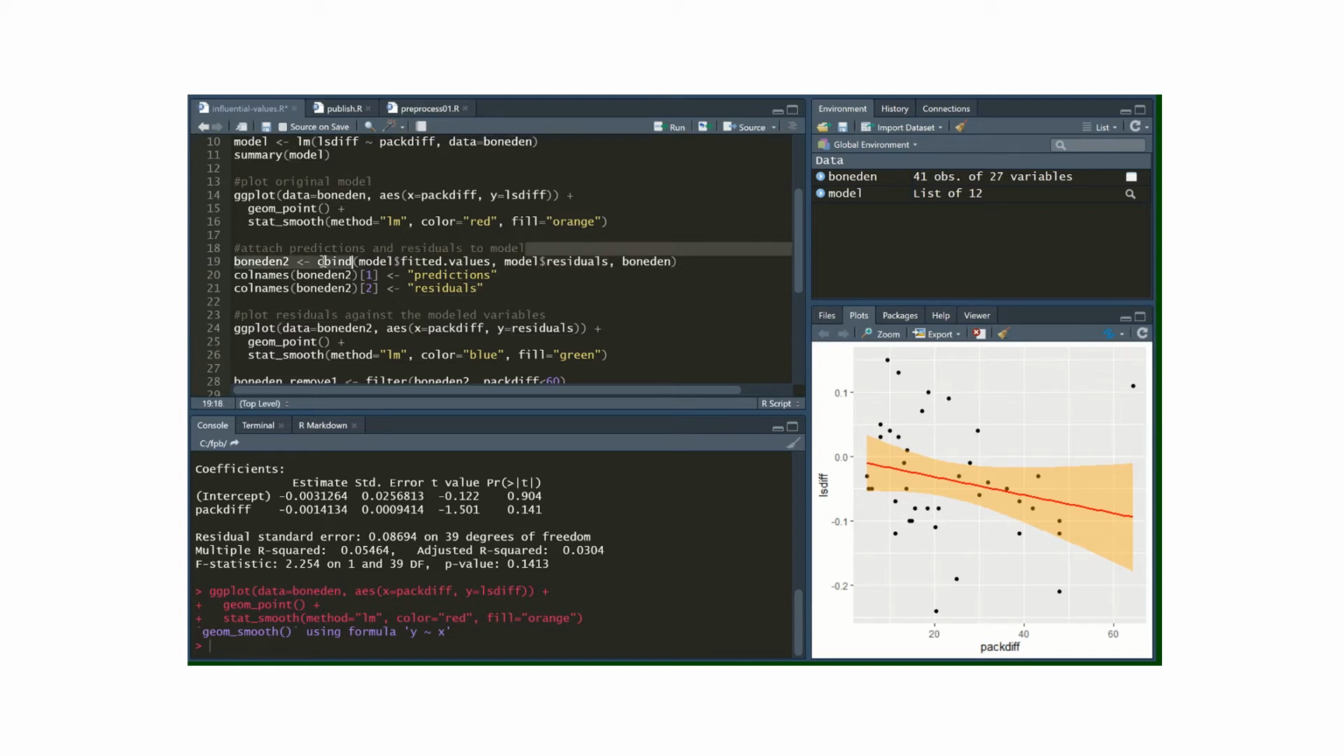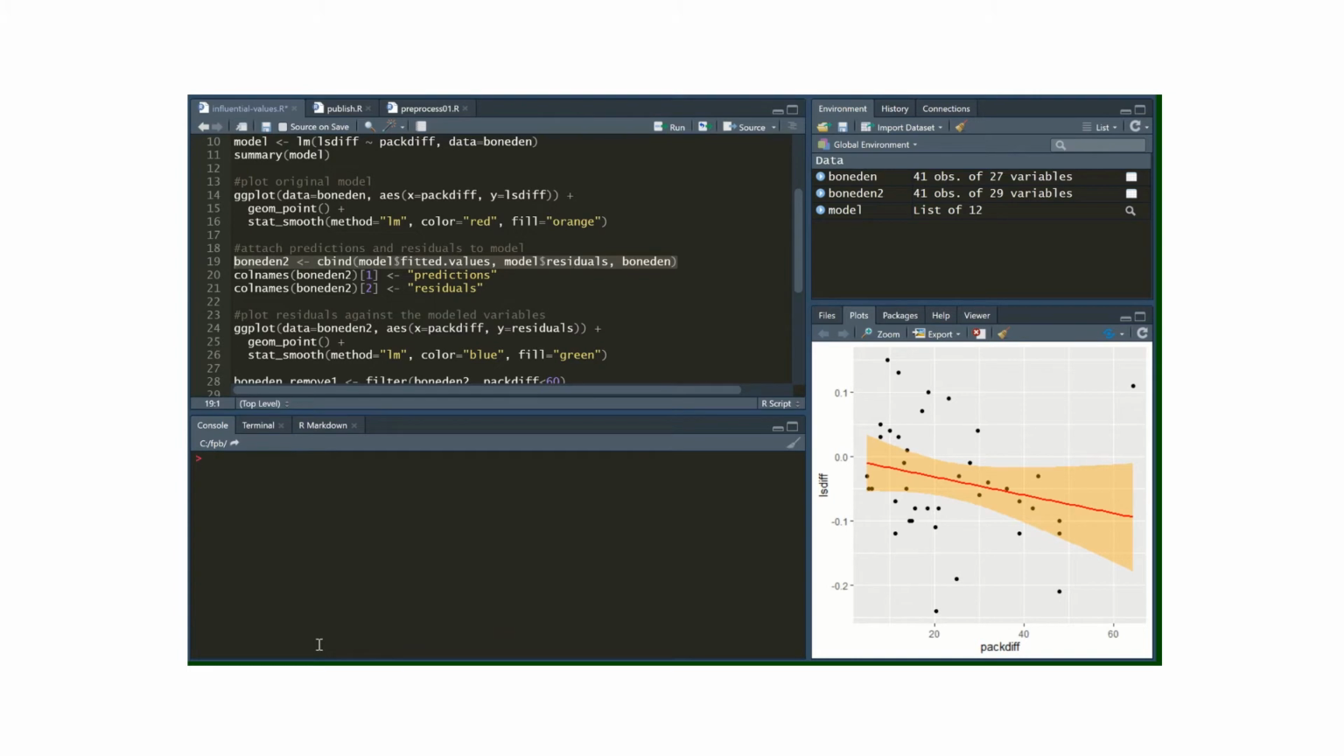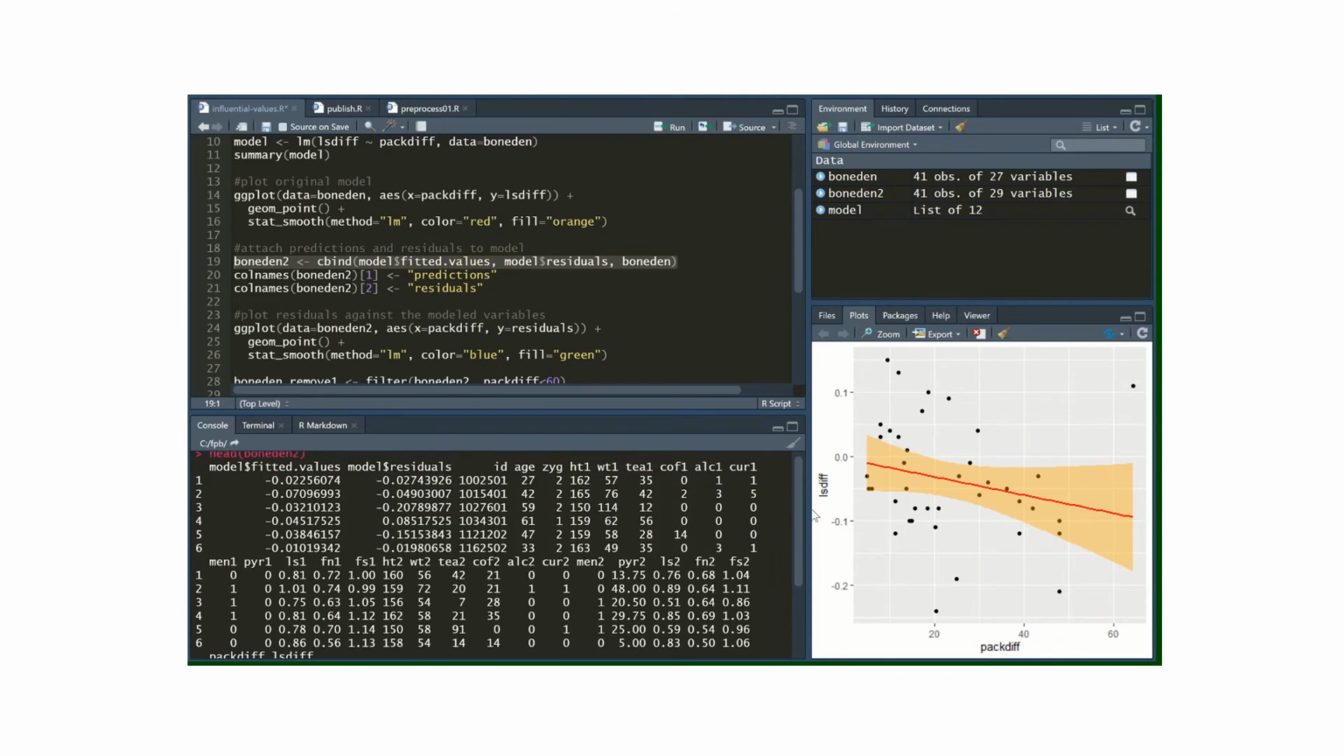So I'm going to run line 19, and I'm going to call that bone den 2. And if we look at bone den 2, we see at the beginning, because the cbind function goes in order, and I told it to put fitted values first, residuals second, the original data third, we have fitted dot values first, residuals second, and then all the original data.